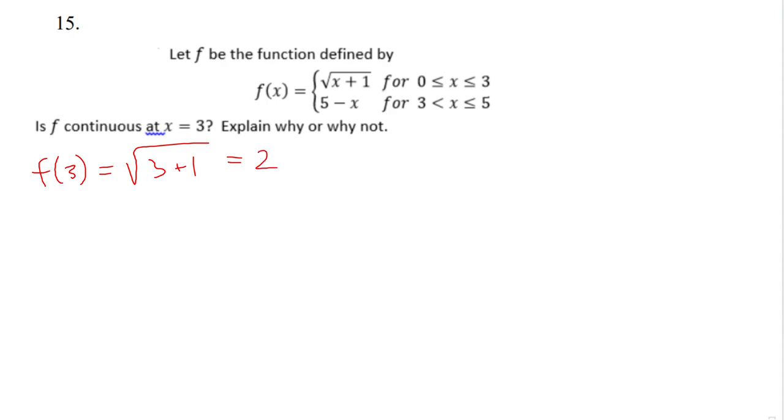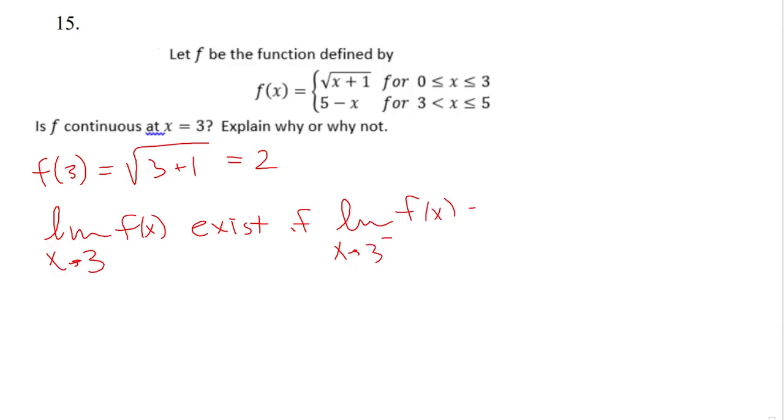2. And we also need the limit to exist, and the limit as x approaches 3 of f of x can only exist if the limit as x approaches 3 from the left of f is equal to the limit as x approaches 3 from the right of f. And so we need to see if that's true. So as we approach 3 from the left, well, that's the square root of 3 plus 1. And from the right, that's just 5 minus 3.